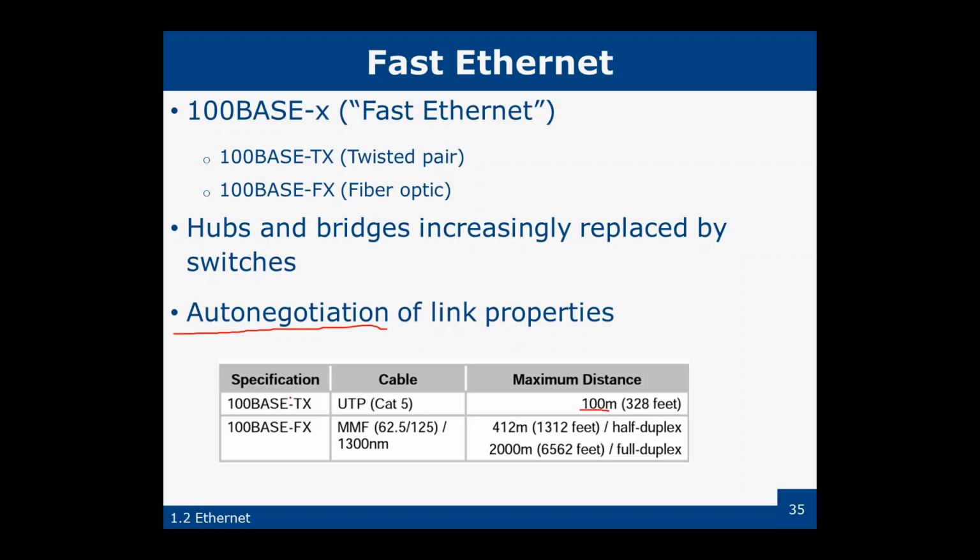100 meters for fast Ethernet, 100BaseFX. MMF is multi-mode fiber. We have single mode fiber, 412 meters or 2,000 meters for full duplex, half duplex, and full duplex. 1,300 nanometers is the wavelength. 62.5 and 125 is the core size of the fiber.